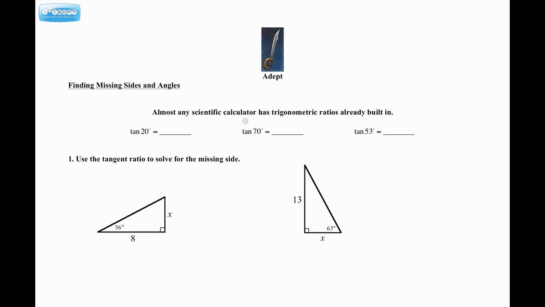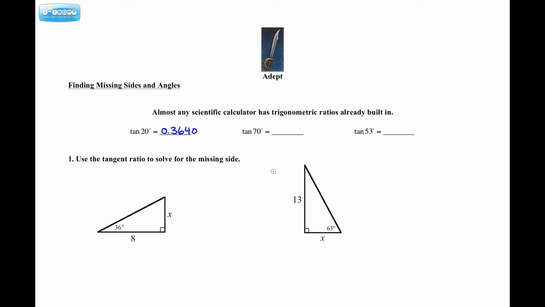So almost any scientific calculator has trigonometric ratios already built in. We've established that. So these three examples here are just an exercise in pressing buttons. With your calculator, take the tangent of 20, okay, equals. That decimal that you have in front of you is the ratio of the opposite divided by the adjacent. If I go to 4 decimals, I've got to be careful in my rounding here. This would be 0.3640, because that fifth digit was a 7.